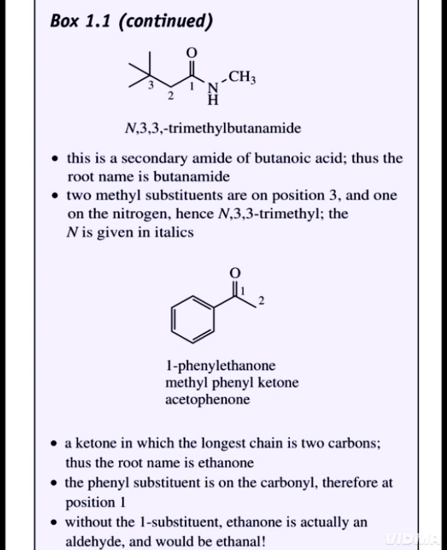So this is named N,3,3-methyl butanamide. So N means the amide is the functional group, and 3,3 means there are substituents of methyl at carbon 3, and CH3 at the NH is another side chain of methyl, another substituent of methyl at the amide. So 3-methyl means there are 3 methyls as the side chain, and butanamide means there are 4 carbons as the longest chain.